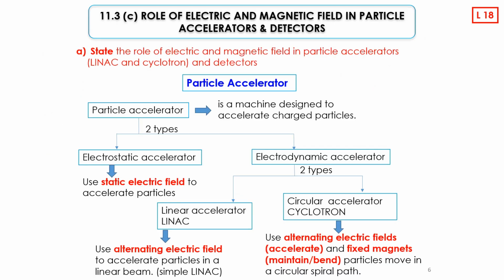Okay, what are the roles of electric and magnetic fields in particle physics? They are used in accelerators and detectors. What is a particle accelerator? It is a machine designed to accelerate charged particles.